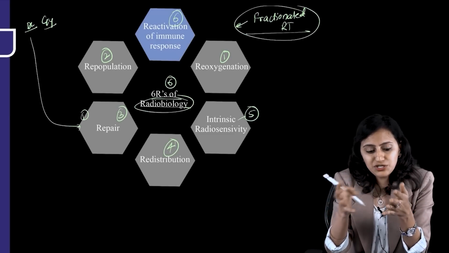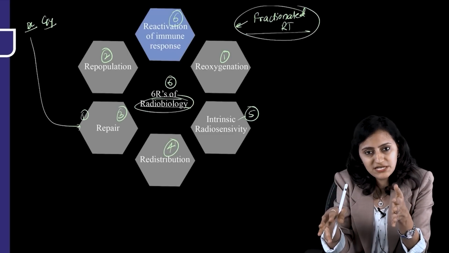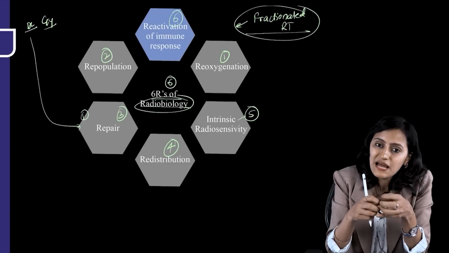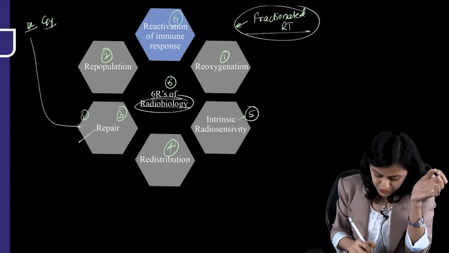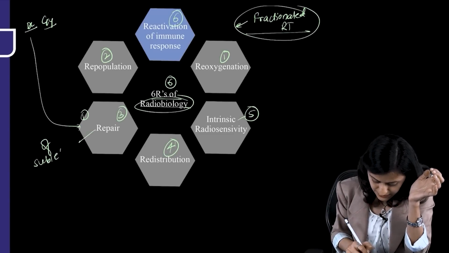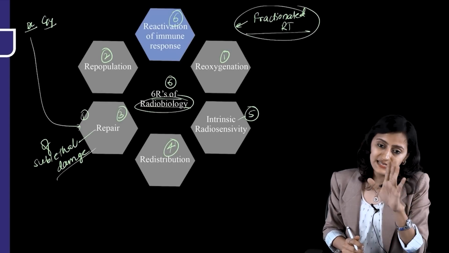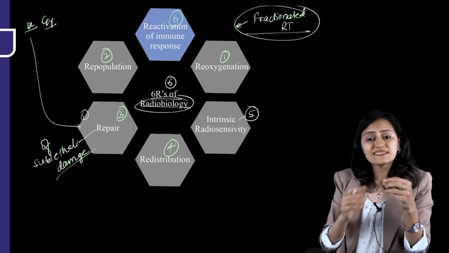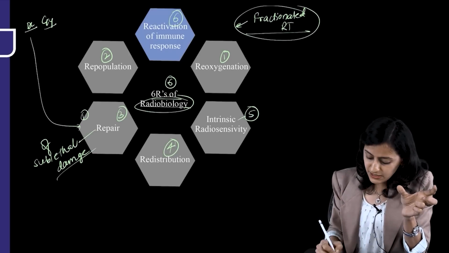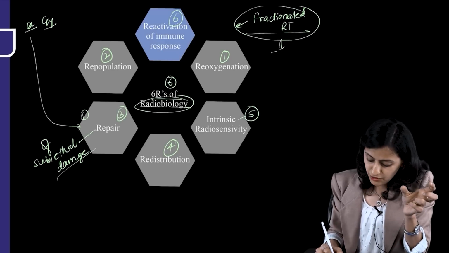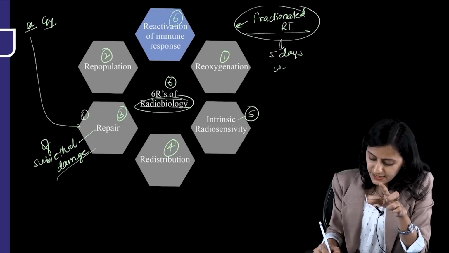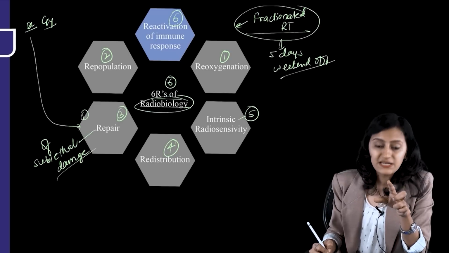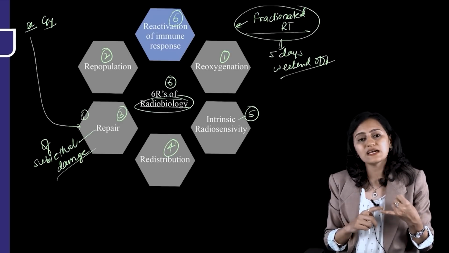So when you are giving fractions, you give one fraction on Monday, one fraction on Tuesday. So the normal cells, even if they are damaged on Monday, can get repaired. Their repair mechanism is intact. So this is the repair of the sublethal damage that can happen in the normal cells, so the normal cells killed are decreased. In the standard fractionated therapy, we give the fraction of radiotherapy for 5 days of the week, one fraction per day, and then the weekend is off. So repair is the advantage here.